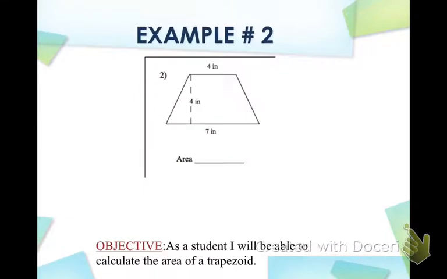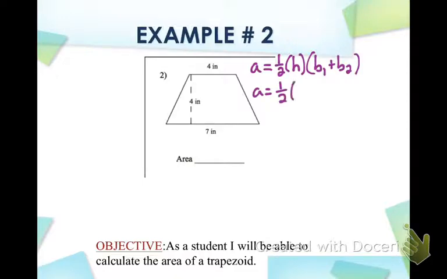Example number 2, this one we need to write our formula. We have area equals 1/2 times the height times base 1 plus base 2. Okay, and this one's one of those where you're going to have to be kind of neat because you don't want your plus sign and your multiplication sign to get all screwed up. So we're going to go ahead and plug in the numbers.